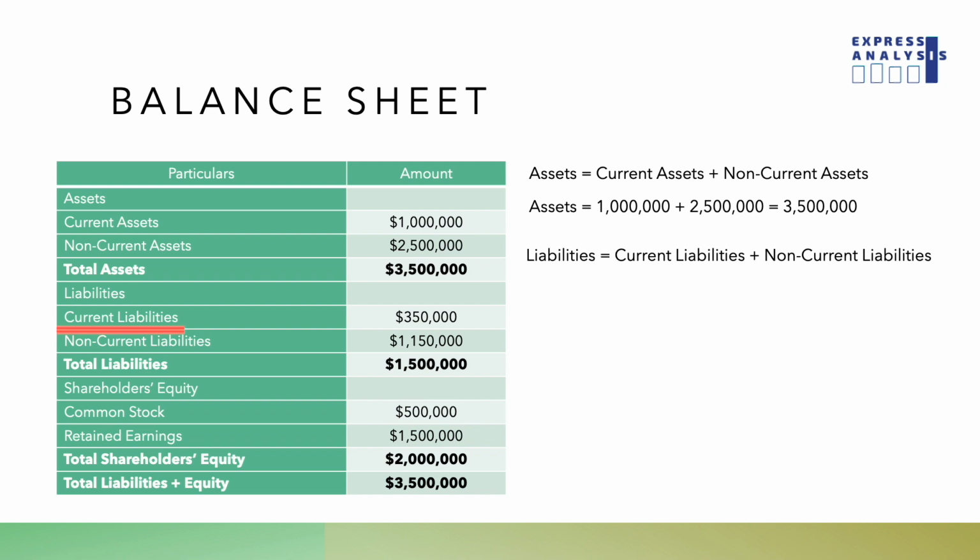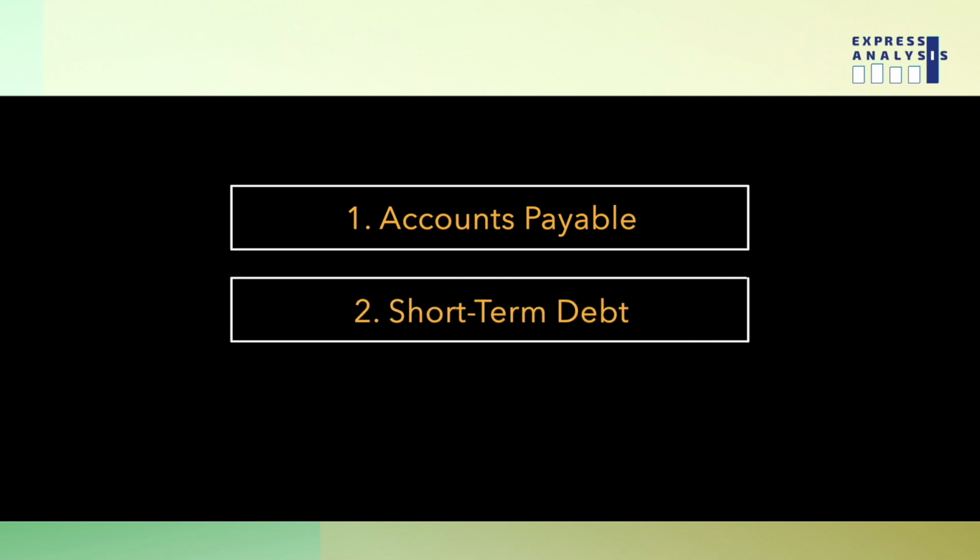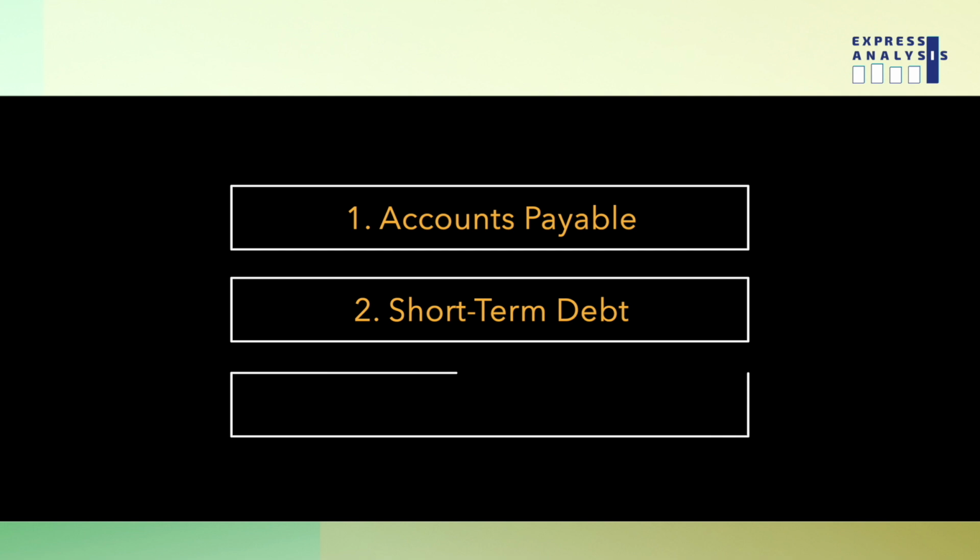Common current liabilities include accounts payable, money the company owes to suppliers for goods or services received but not yet paid for. Short-term debt, loans or other debt that must be repaid within a year. Accrued expenses, expenses that have been incurred but not yet paid, such as wages or taxes.